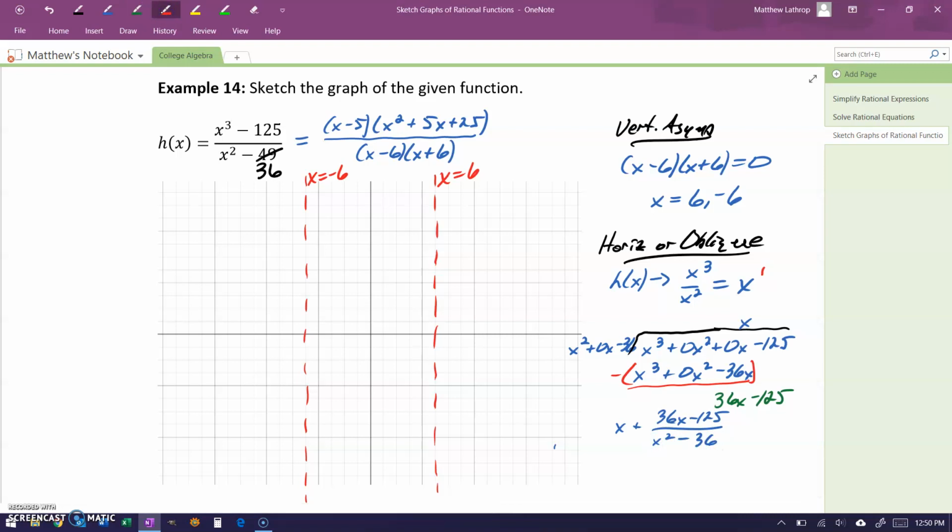But we're considering x approaching positive and negative infinity, extreme values. So since we have a larger exponent in the denominator here, this whole expression is just going to go to 0, meaning our result is just x. So we have an oblique asymptote defined by y equals x. The other simpler way to say that is, we're not concerned with what our remainder would be, just the x term and any constant term.